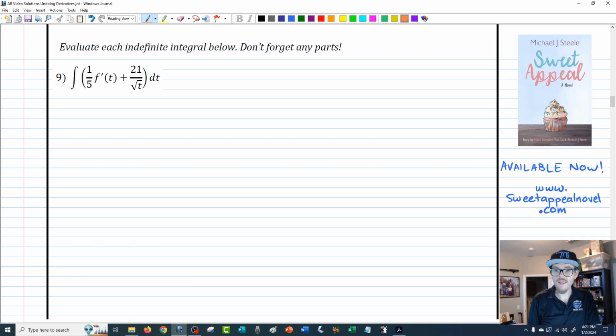So in this case, we have that f prime represented sort of abstractly, or just symbolically. So what do we do? Well, this is another one of those situations where I think splitting helps a little bit. So I'm going to do exactly that. First one, I'm going to do the integral of 1/5 f prime of t dt.